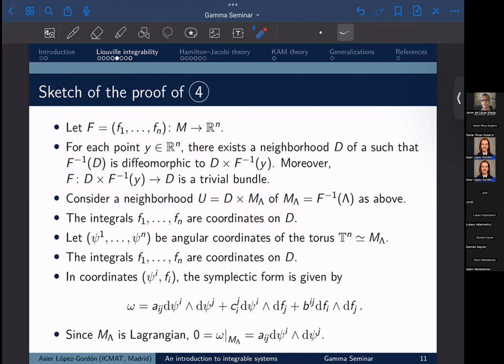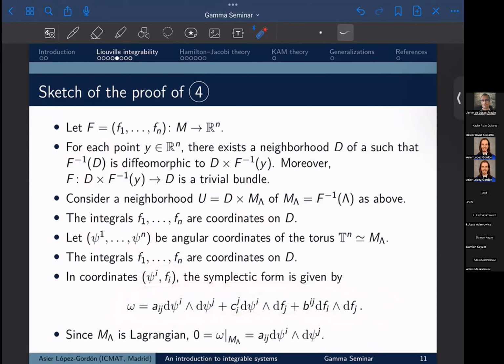So we can consider coordinates on M lambda, which are angular coordinates of the torus, and I will call them Ci. In a future slide, I will explain a little better how these angular coordinates are defined in relation with the lattice that defines the torus. Okay. In these coordinates Ci, Fi, the symplectic form could be written as something like this, in principle.